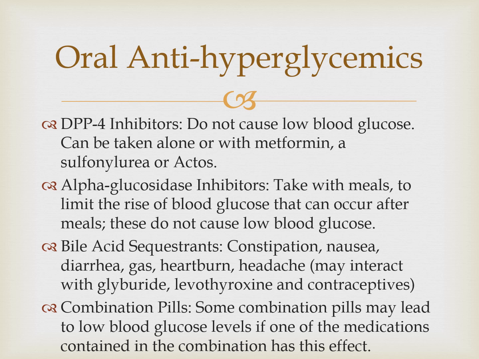The alpha-glucosidase inhibitors, like your Acarbose, is definitely something you also take with meals. It limits the rise of blood sugar, but it doesn't bring it down, right? We couldn't use these in an emergency situation when the blood sugar was rising or was so high that they had symptoms.